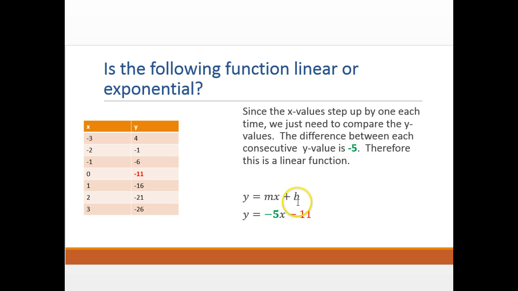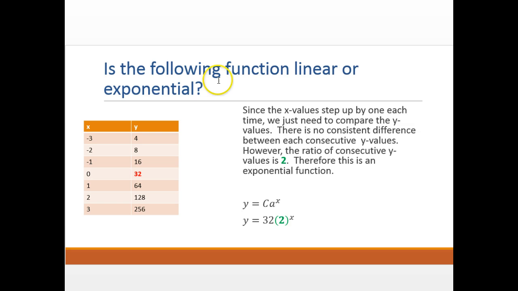So that's y equals mx plus b. This is negative 5 for m. And we know by definition your b is your y-intercept, or where x equals 0. And here's where x equals 0: the point 0, negative 11. So this function is y equals negative 5x minus 11.